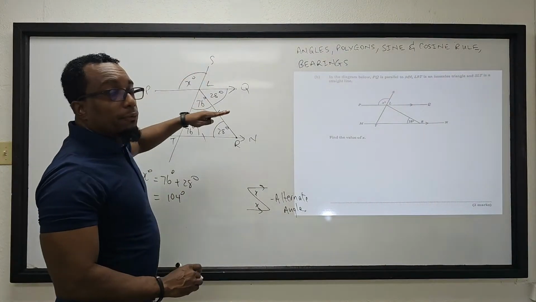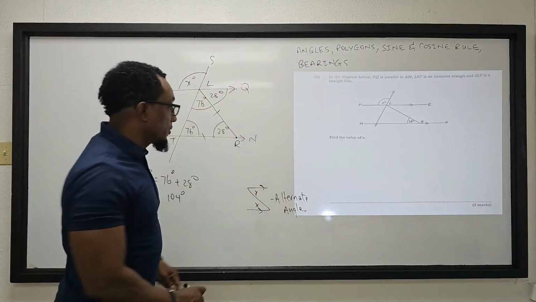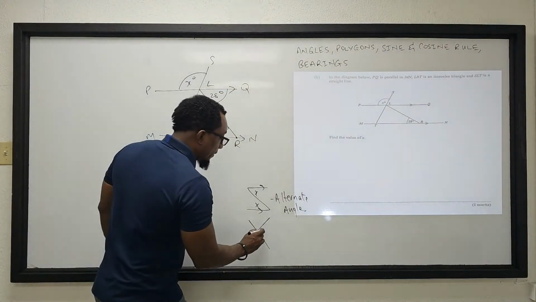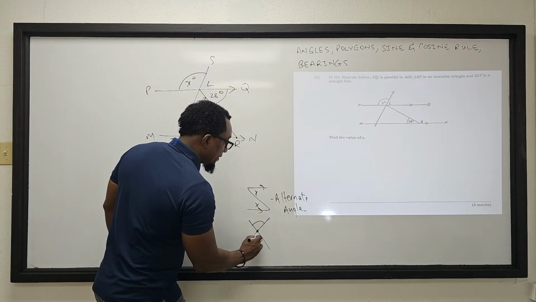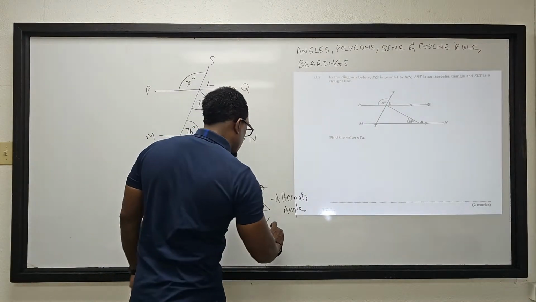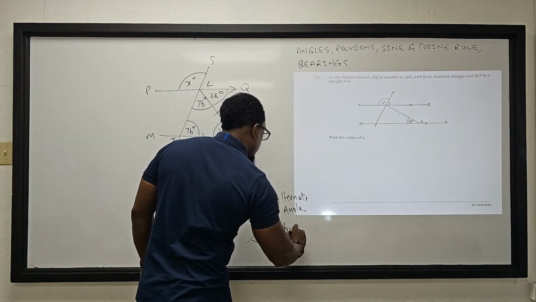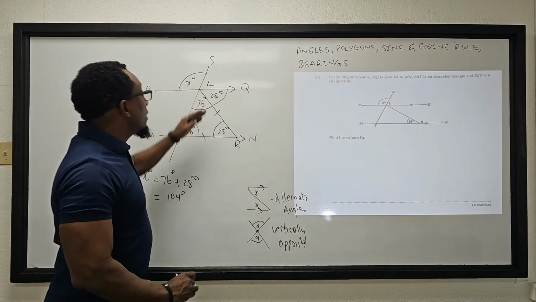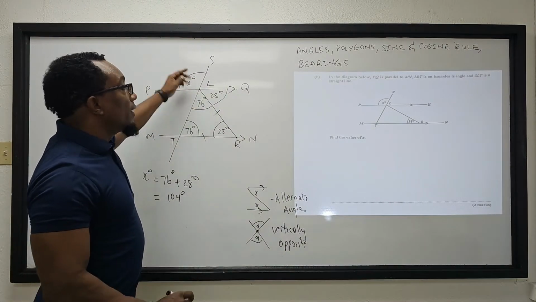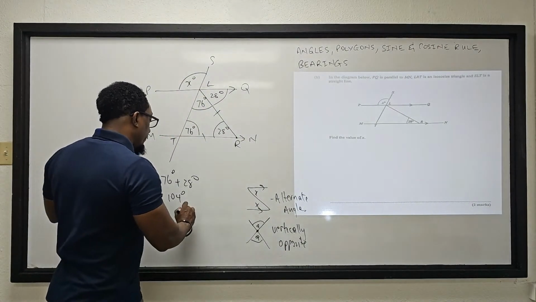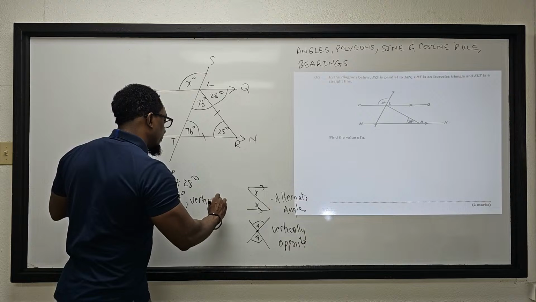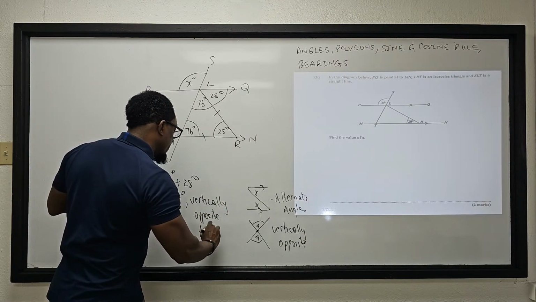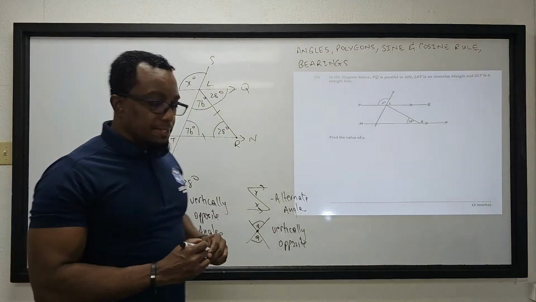And x will be 104 because when two lines cross at a common point, the two opposite angles are equal. So this will be vertically opposite angles. If this is 104, then angle x will also be 104, for vertically opposite angles. Alright? So that's angle x.